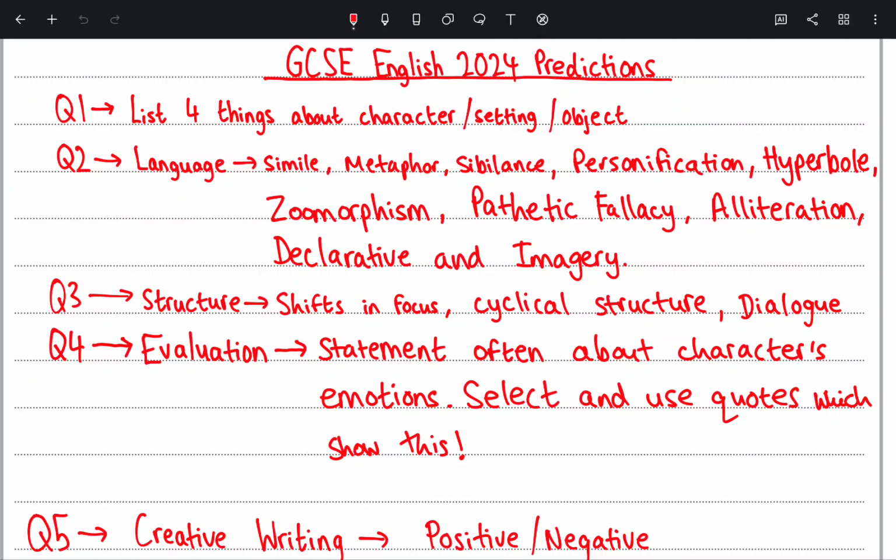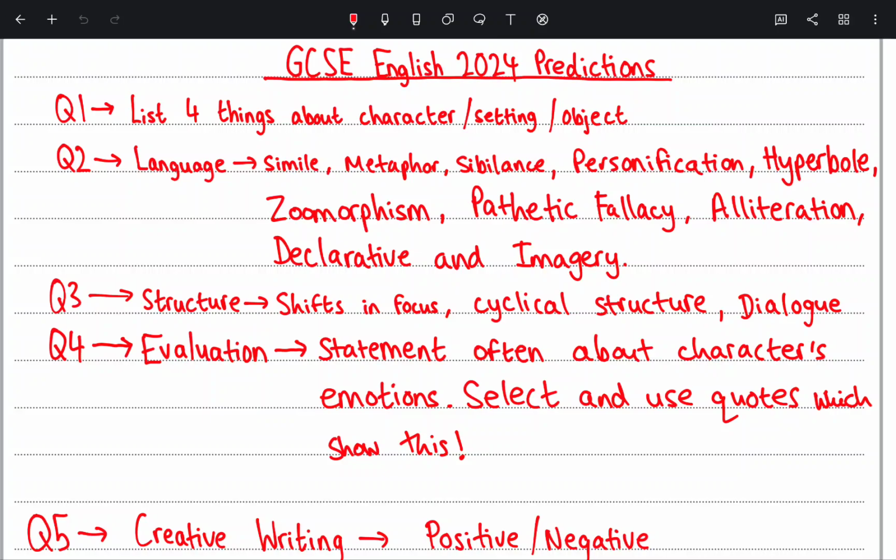Now, what is structure? Structure in simple terms is how the text is organized from the beginning to the middle to the end. And what are things that you could potentially comment on? So number 1 is shifts in focus. Number 2, again, a possibility but not guaranteed, a cyclical structure. And number 3, dialogue. So these are just some areas for you to explore and comment on for structure.